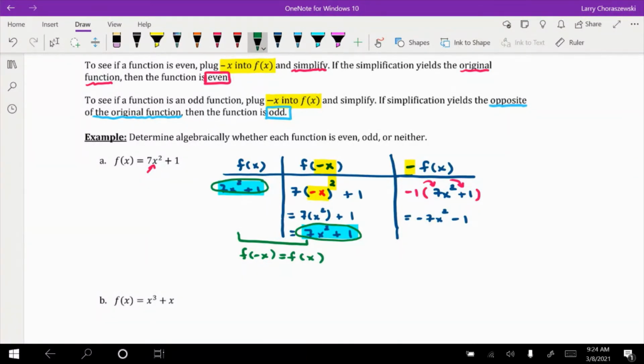Now, if you want, go back to that very first page of this note packet. Which definition does this line up with? F of negative x equals f of x. Even, yep. So this is actually the definition for an even function. So what this would imply is that our function f of x is even.